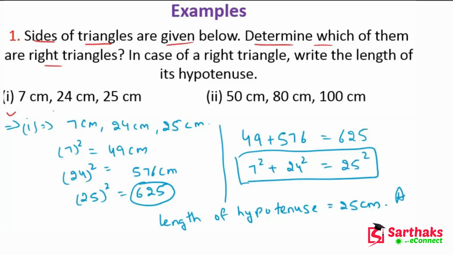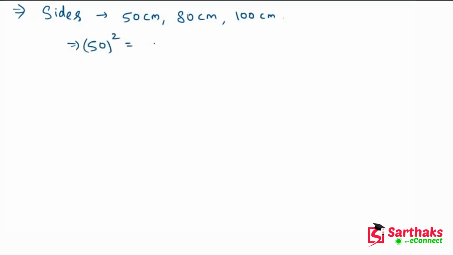So now let's do the second question. In the second part, the sides are 50 centimeter, 80 centimeter and 100 centimeter. If we square these sides, means if we square 50, we get 2500. If we square 80, we get 6400. And if we square 100, we get 10,000.